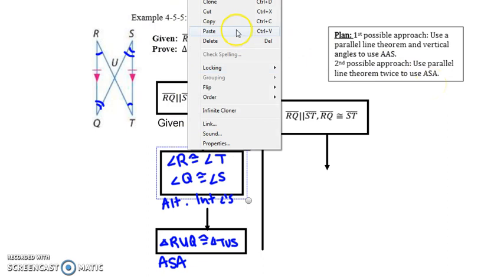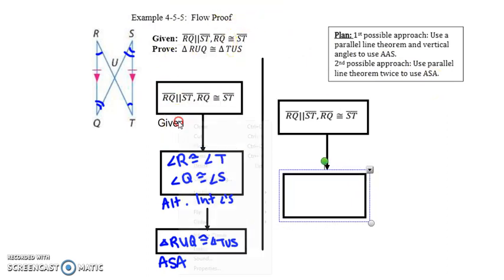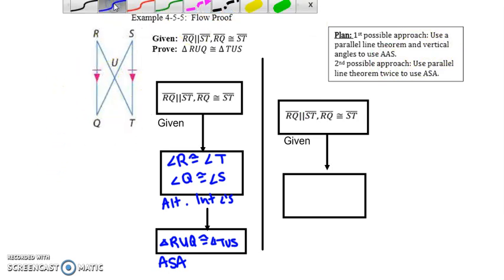So let's take a look at what's going to come after this. So this is given, and then we're going to use parallel lines theorem twice, that was our second approach, right there. So now we need angle, angle, side, because we're going to use vertical angles. Jumping ahead of the game here. So this one is actually our second, and this one is our first. So we've got that switch there.